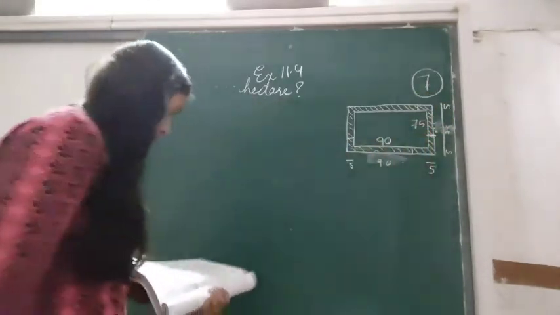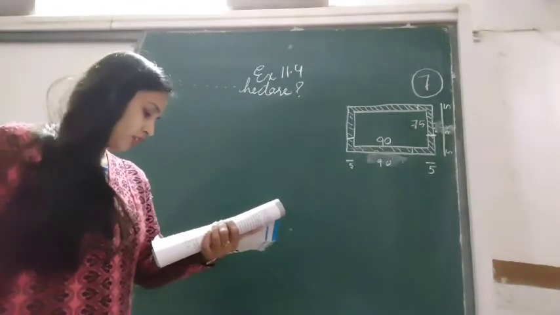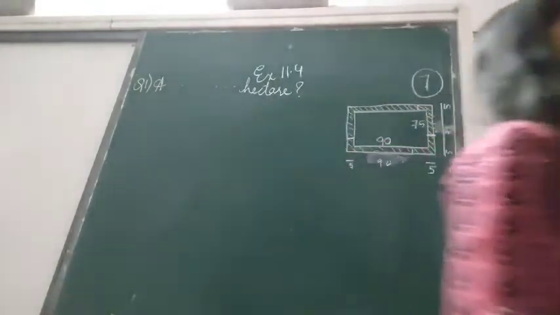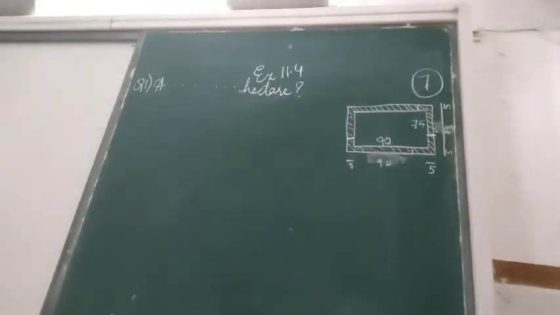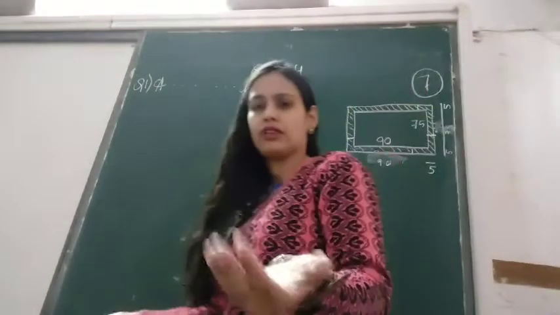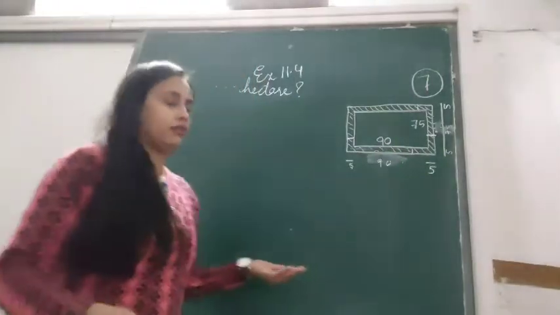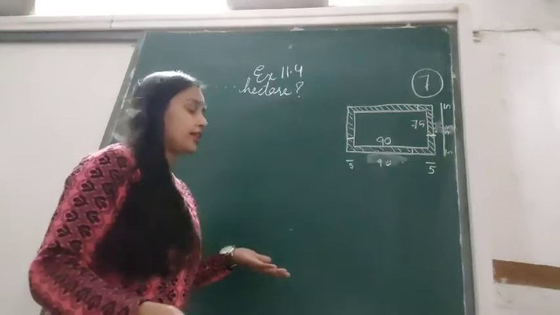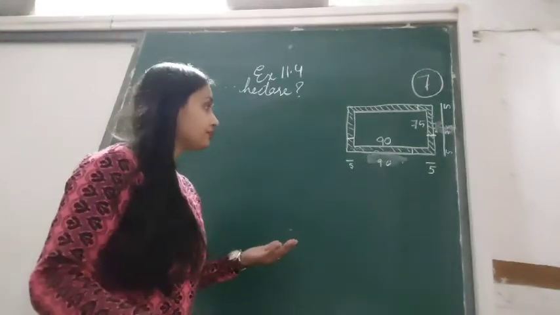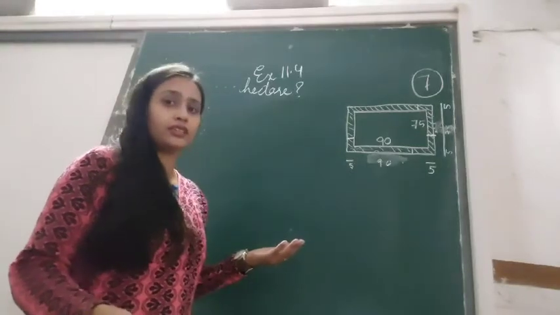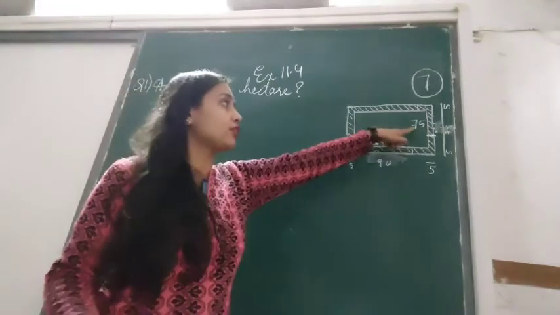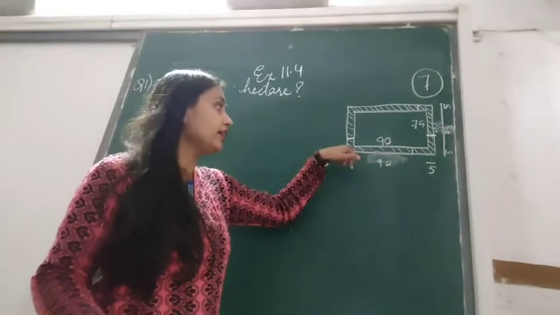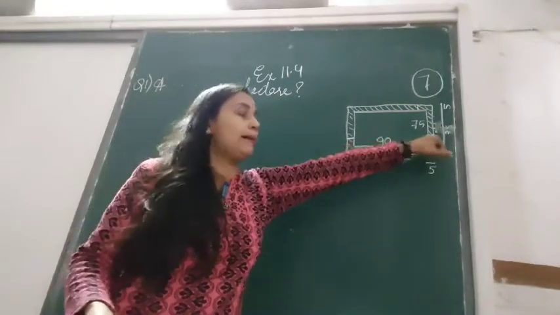So find the area of the path. Also find the area of the garden in hectare. So we have to find the area of the path and the area of the garden in hectare, meaning you have to convert it into hectare. It's in meters, so it is very easy for us to convert it into hectare. So anyways, let's start. What is given? The length and breadth of the garden, and the length and breadth of the garden including the path.